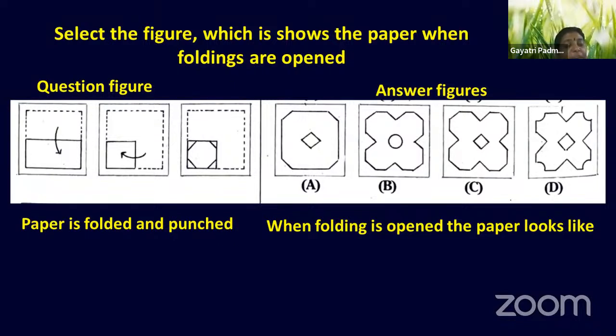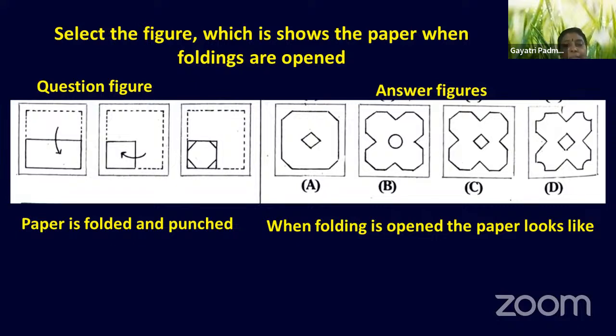Here, we have a square that is being folded into exact half. Then again, you can see how it is being folded in the left and bottom corner. And a small design is being done and cut and punched, like how it is shown in the third figure. Now, when the folding is open, the paper looks like dash. Is it option A, option B, option C, or is it option D?